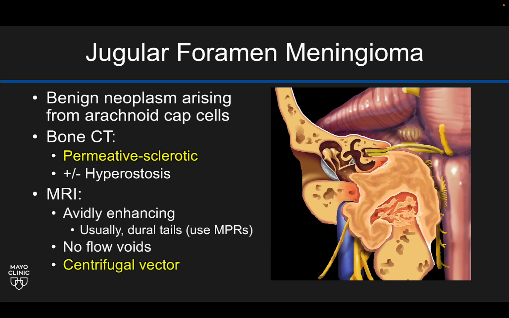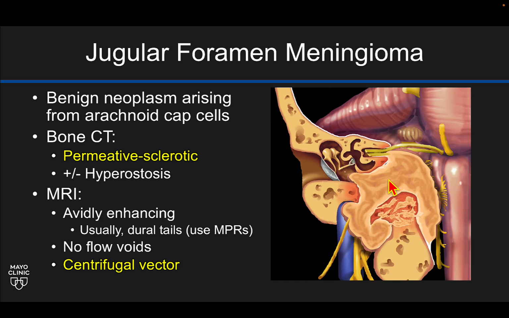On MRI, these are going to be avidly enhancing masses. If you look carefully, particularly using your multiplanar reconstructions or multiplanar imaging, you'll see dural tails of enhancement. These lack the high-velocity flow voids that we see with paragangliomas, and unlike schwannomas that extend along the normal course of the nerve, these extend out in all directions. They have a centrifugal spread pattern.